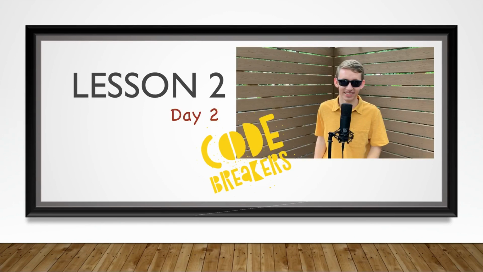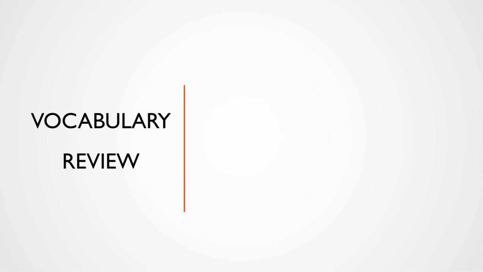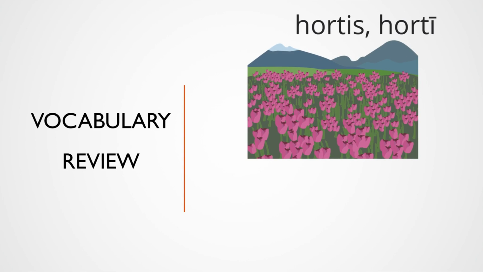Today we are going to be talking about subjects and their relationship to verbs. And now is the time where we find a very large English word that people made out of a simple Latin word. Our first vocabulary word we're looking at is Hortus, hortī, which means garden. Now, a very big English word that people have made out of this is horticulture, which basically just means gardening. So that might help you remember that hortus means garden.